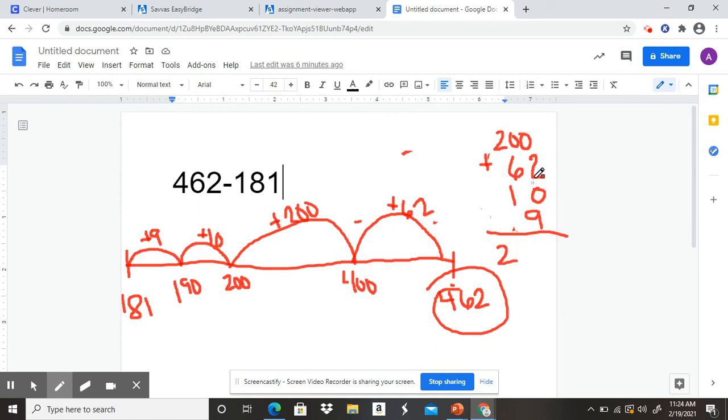So I'll have 200. Now, let's look here. I have 11. So when I put 9 and 2 together, I'll mark those out. That's going to make 11. So that's going to add another 10 there. So I'm going to have a 1 in my ones place. We have 6, 7, and 8. And I got 281 that way. So it doesn't matter if you use an open number line or if you break it apart, as long as you get the answer.